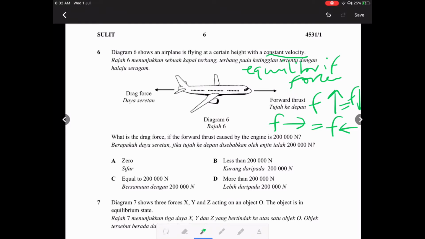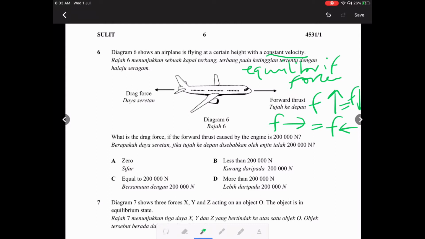Macam mana kita nak tahu dia itu ialah equilibrium forces? You tengok. Kalau dia kata constant velocity, bila dia cakap constant velocity, bermakna memang dia punya situasi adalah in equilibrium forces.